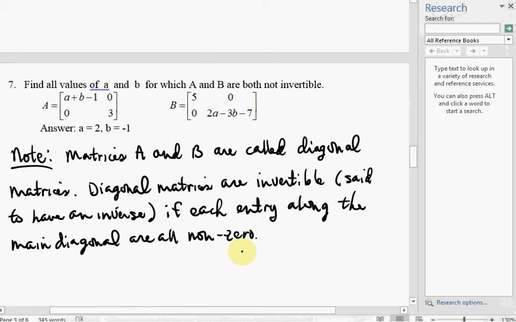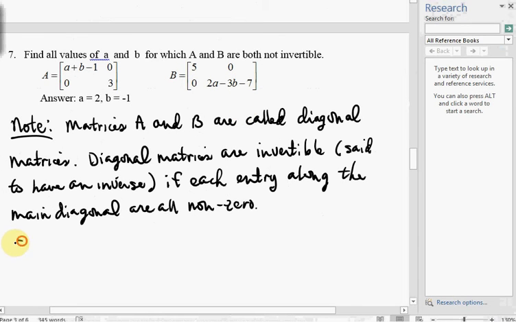So with that in mind, let's go back and look at the question. Find all values of little a and little b for which capital A and B are both invertible. So what they're saying is you can't make the 3 zero, you can't make the 5 zero, but you can set a plus b minus 1 not equal to 0, and you can set 2a minus 3b minus 7 not equal to 0. Solve for a and b, and then we say if a and b are these numbers, then the matrix is said to be invertible or not invertible. So let's see. So we set a plus b minus 1.